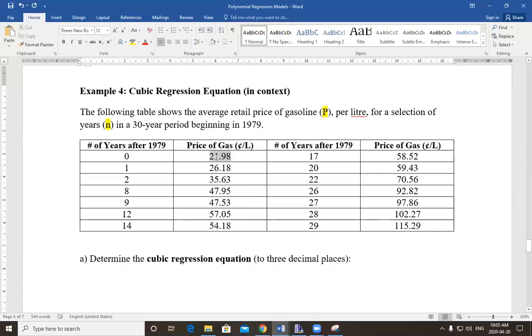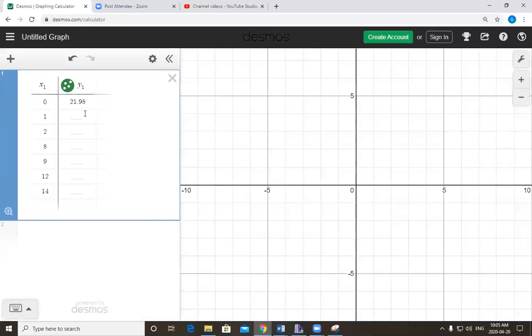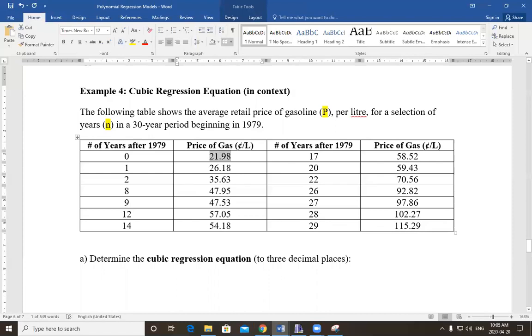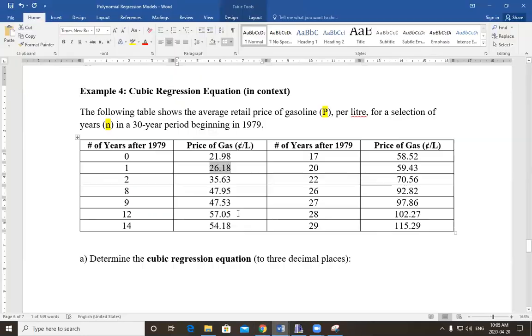21.98. This data entry might be a bit long, but you can just copy paste the stuff over or just type it all out.